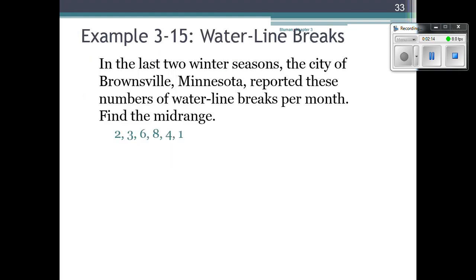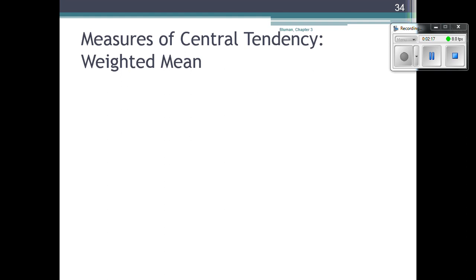Midrange we looked at yesterday, so I'm going to skip through that. Now we're going to look at weighted mean, basically finding the average of weighted data. What we mean by weighted data is where each value doesn't have the same importance. We can look at it as different people having a different amount of votes, so they have more power, so that's weighted. It could be percentages. It could be a number of different things, but it's where the values are not all equal.